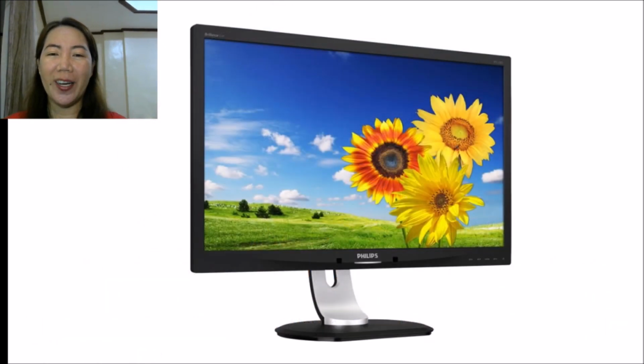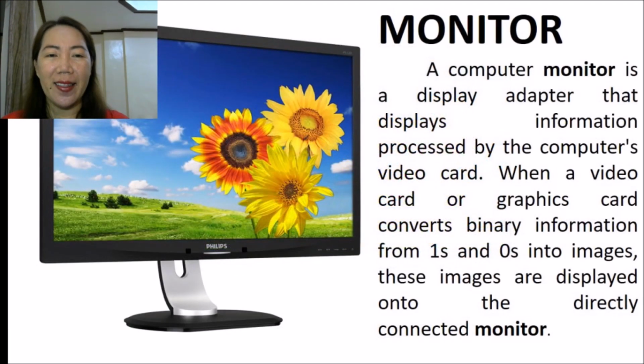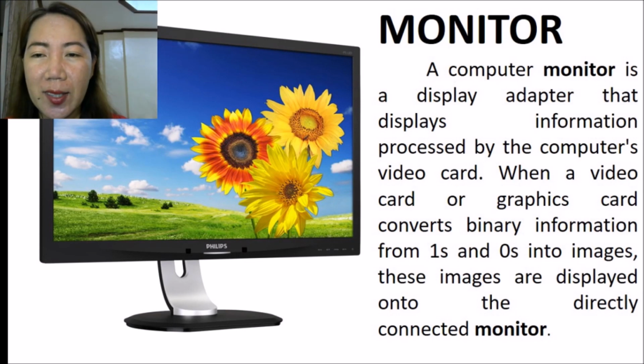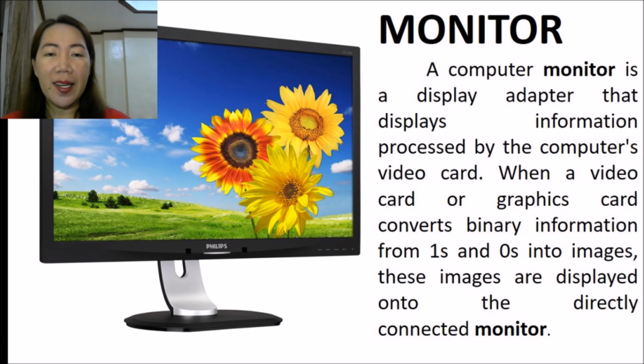Okay, what about that one? I think you know this one. That's correct. That is monitor. What is the function of monitor? A computer monitor is a display device that displays information processed by the computer's video card. When a video card or graphics card converts binary information from ones and zeros into images, these images are displayed onto the directly connected monitor. That is why the primary output device is your monitor.